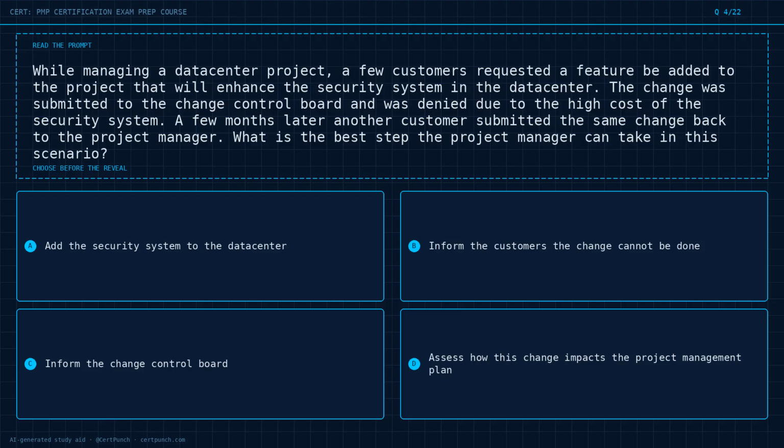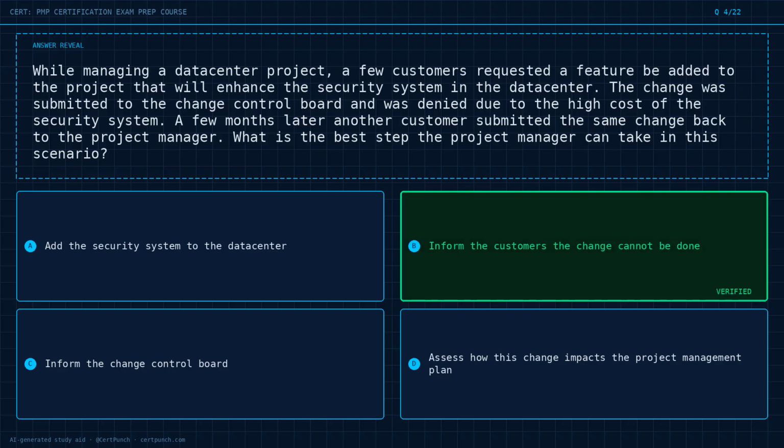Option A, add the security system to the data center. Option B, inform the customers the change cannot be done. Option C, inform the change control board. Option D, assess how this change impacts the project management plan. Make the call before the reveal. Hold the line on it.